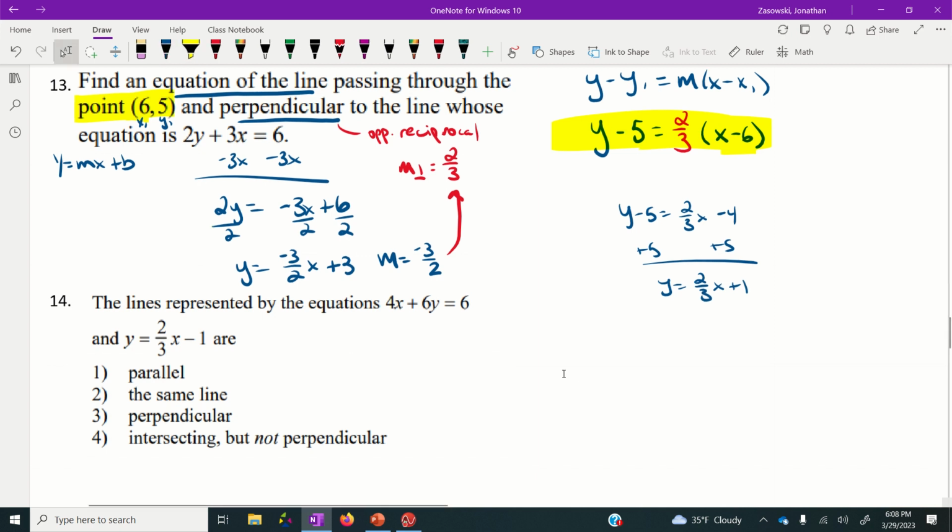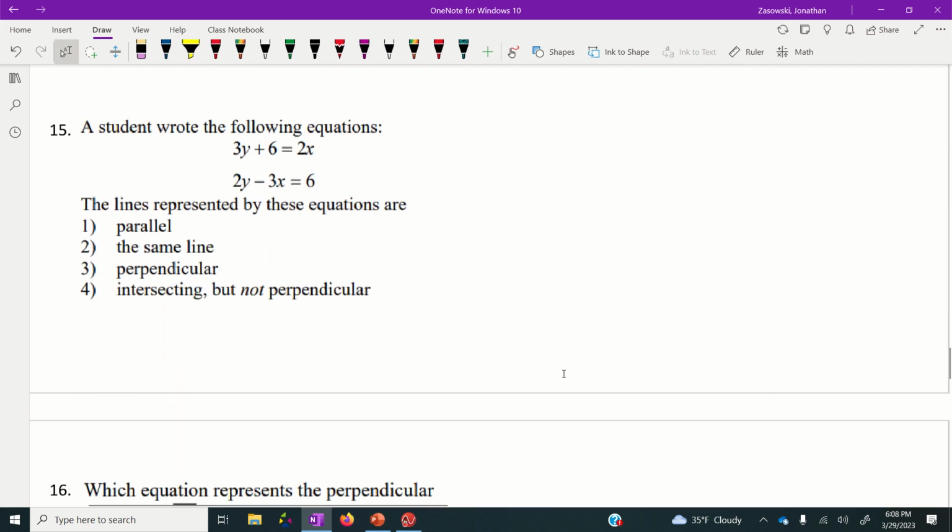Okay? On to number 15. A student wrote the following equations. Are they parallel, the same line, perpendicular, or intersecting but not perpendicular? This just means anything else. So we know parallel means the same slope, right? But they have different y-intercepts. We'll just say different b.